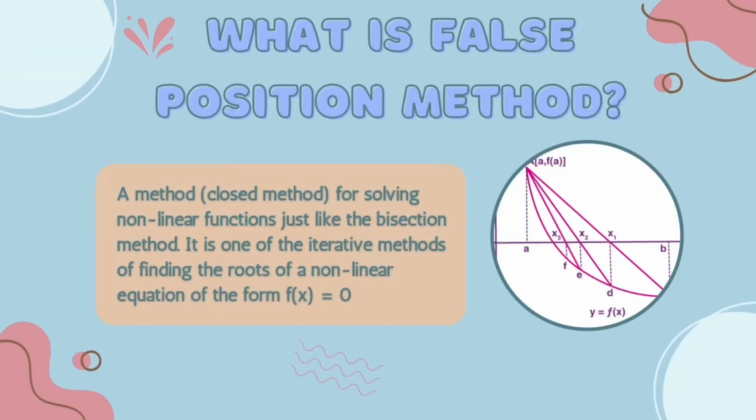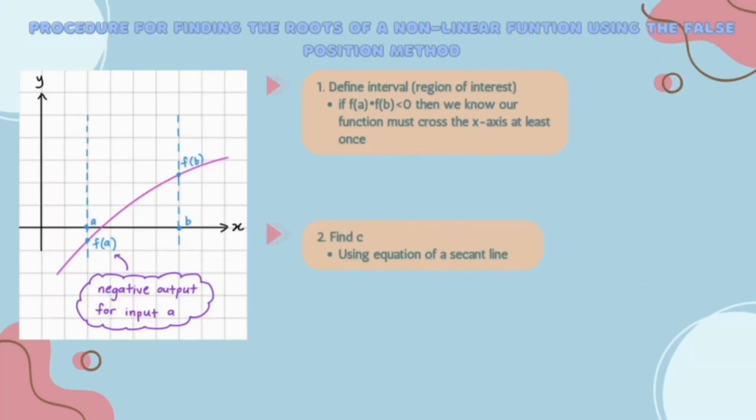False position method is a method for solving nonlinear functions just like the bisection method. It is one of the iterative methods of finding the roots of a nonlinear equation of the form f(x) equals 0. Firstly, we have to define the interval or the region of interest. If f(a) times f(b) is less than 0, then we know that our function must cross the x-axis at least once. Then, we have to find c.